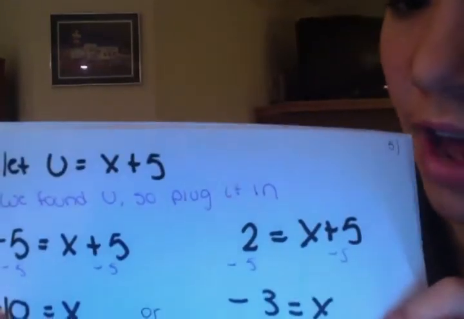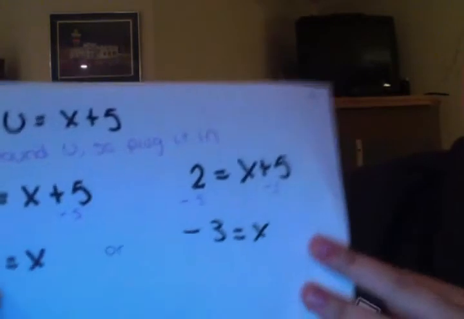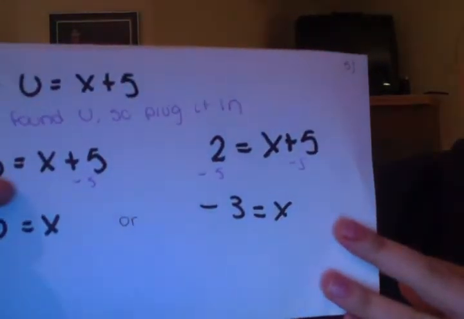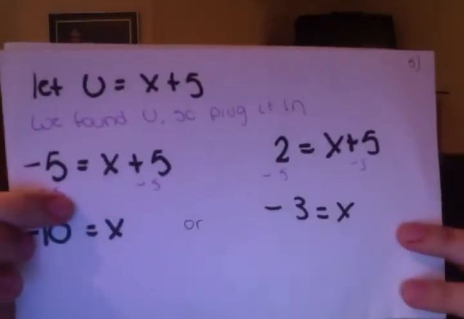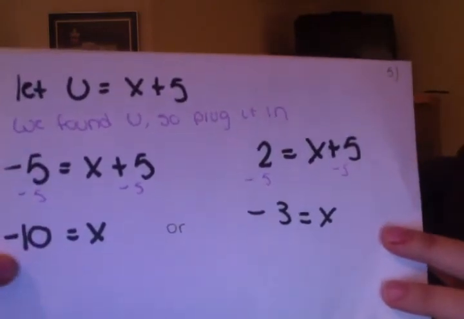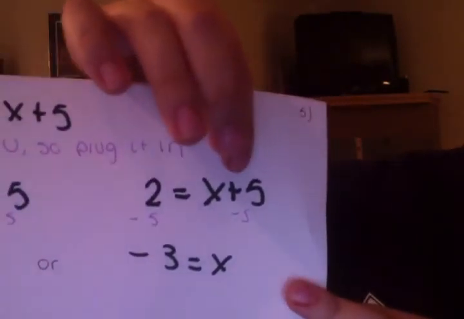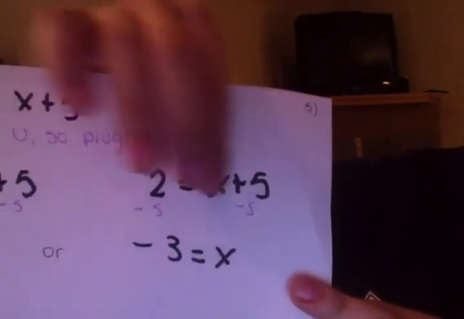And then, since we let u equal x plus 5, and we found u, now all we have to do is plug that back in. So negative 5 equals x plus 5. If we subtract 5 from both sides, we get x equals negative 10. And for 2 equals x plus 5, if we subtract 5 from both sides, we get x equals negative 3.